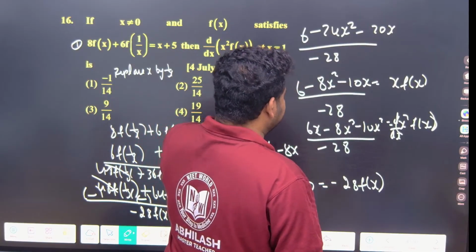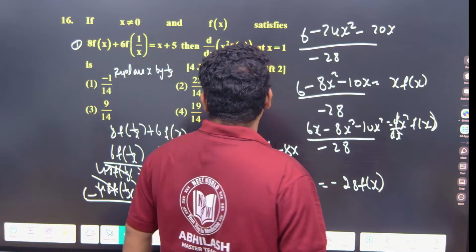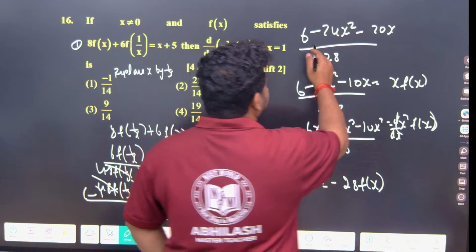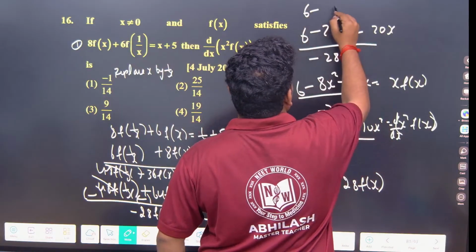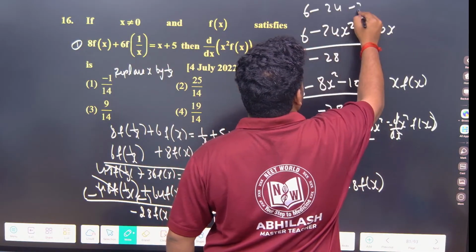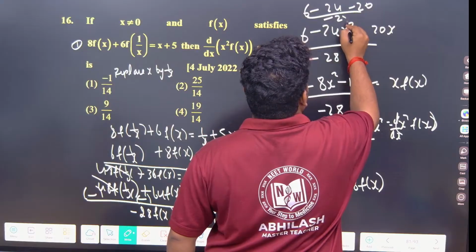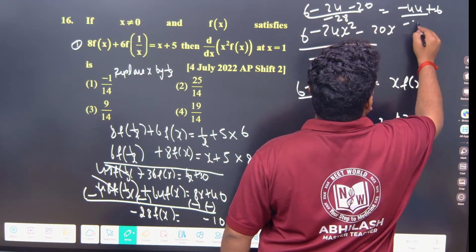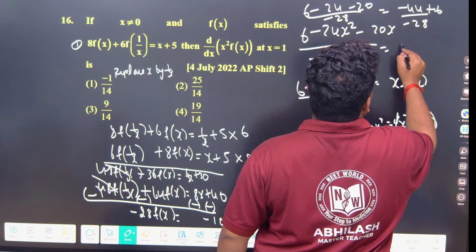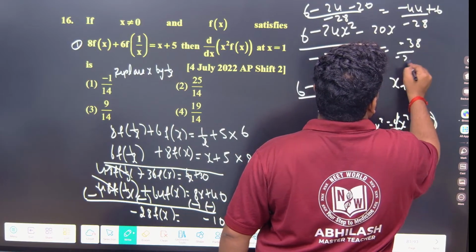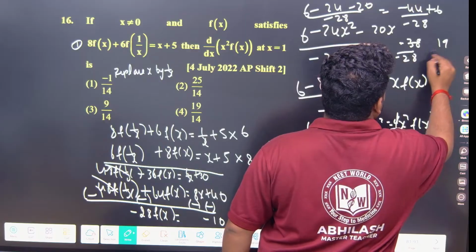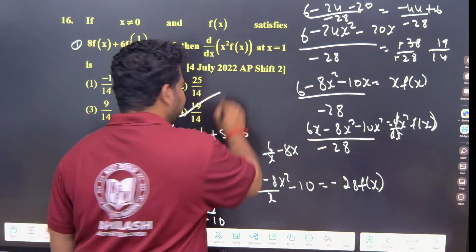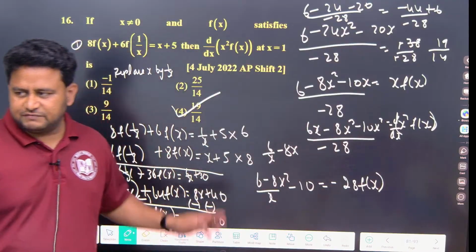Now they are asking the value at x is equal to 1. So if x is equal to 1, this will become what? 6 minus 24 minus 20 divided by minus 28. So minus 44 plus 6 divided by minus 28. Minus 44 plus 6 is minus 38 over minus 28. So 2 19s are 38, 2 14s are 28, minus 1s will cancel. So 19 by 14, which is option 4.